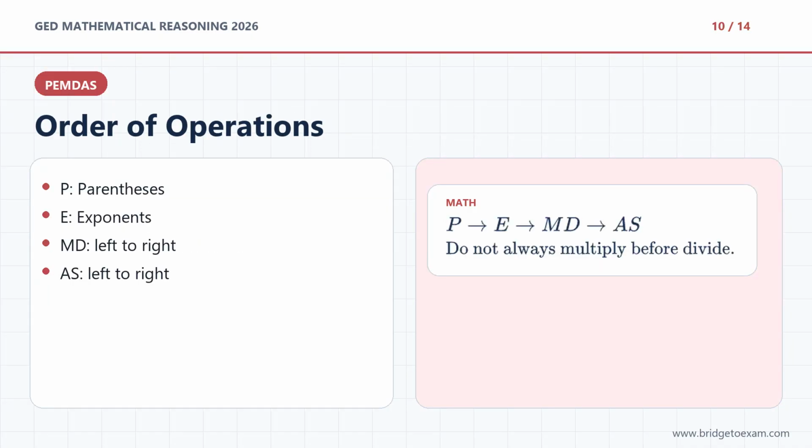When an expression has more than one operation, follow PEMDAS. Parentheses come first, then exponents. Multiplication and division have equal priority, so move left to right. Addition and subtraction also move left to right.